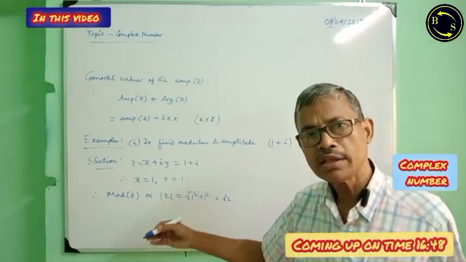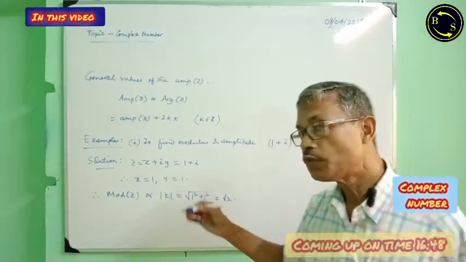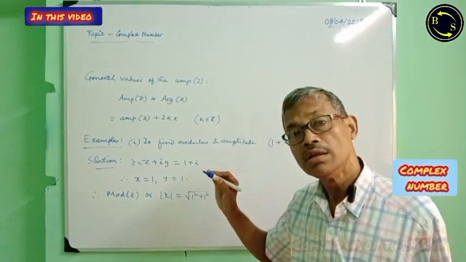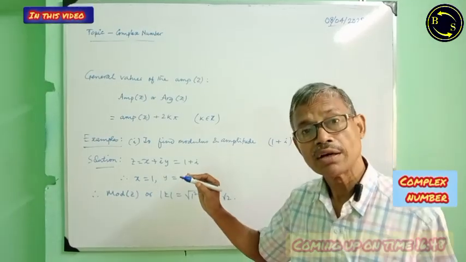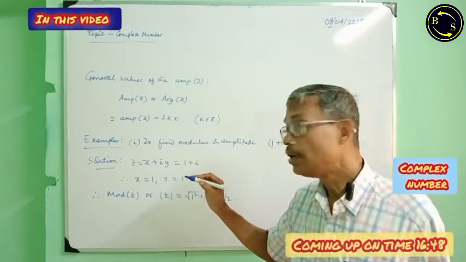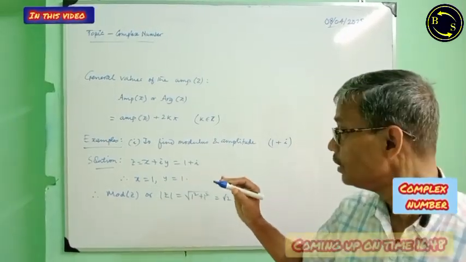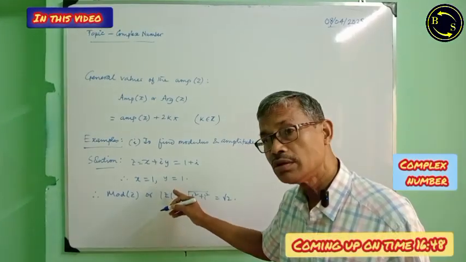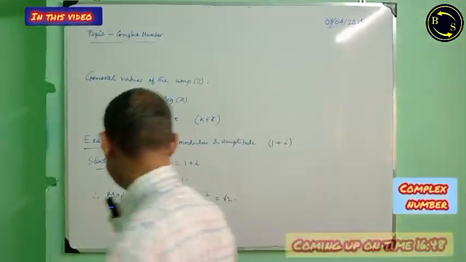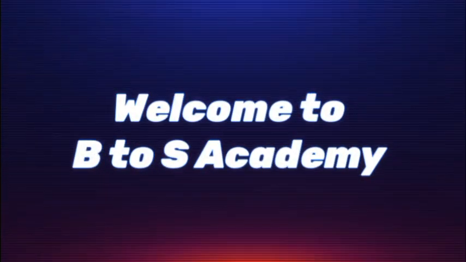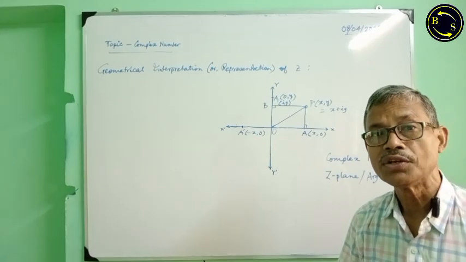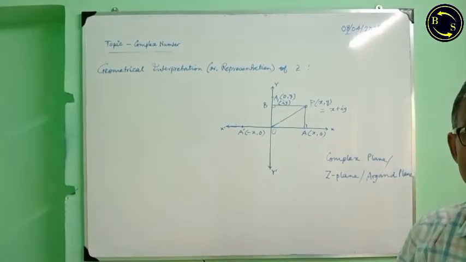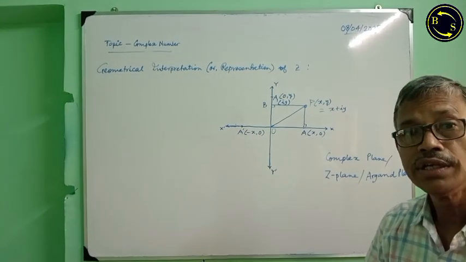Before finding the amplitude or argument, you first note the position of the point representing the given complex number, in which quadrant it is lying. Here we find x1, y1. Now we can easily define the modulus of a complex number and its amplitude.